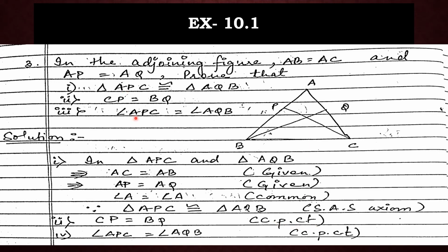Third one, we are asked to show that angle APC is equal to angle AQB. Now, in this also, we find that these angles are part of the triangles which are congruent to each other. Therefore, these two angles are also equal by being the corresponding parts of the congruent triangles. Hence, this is how we are supposed to solve the sum.